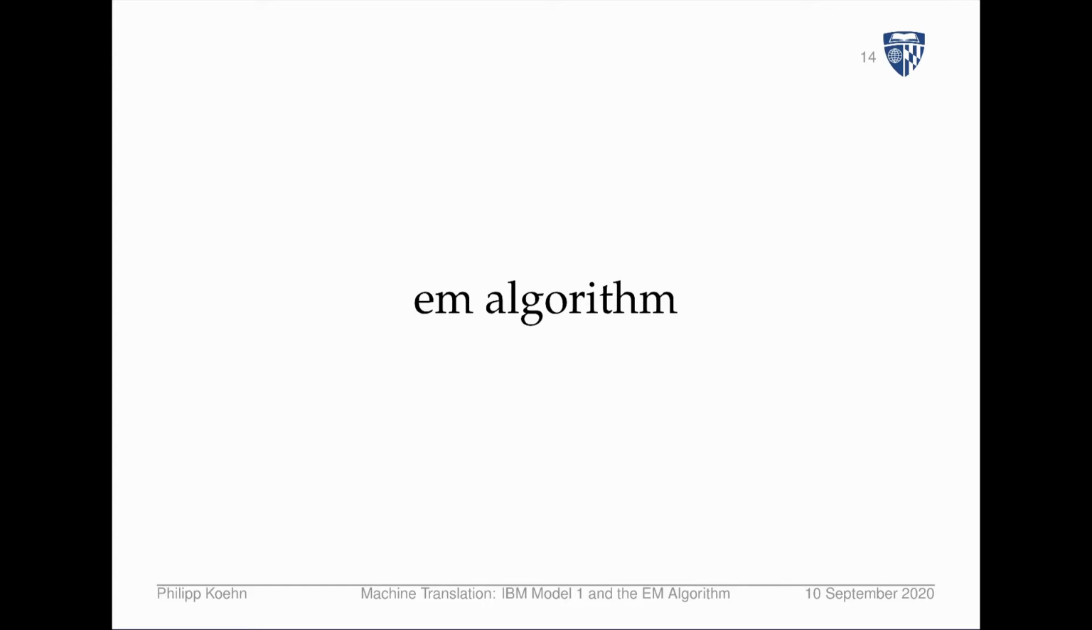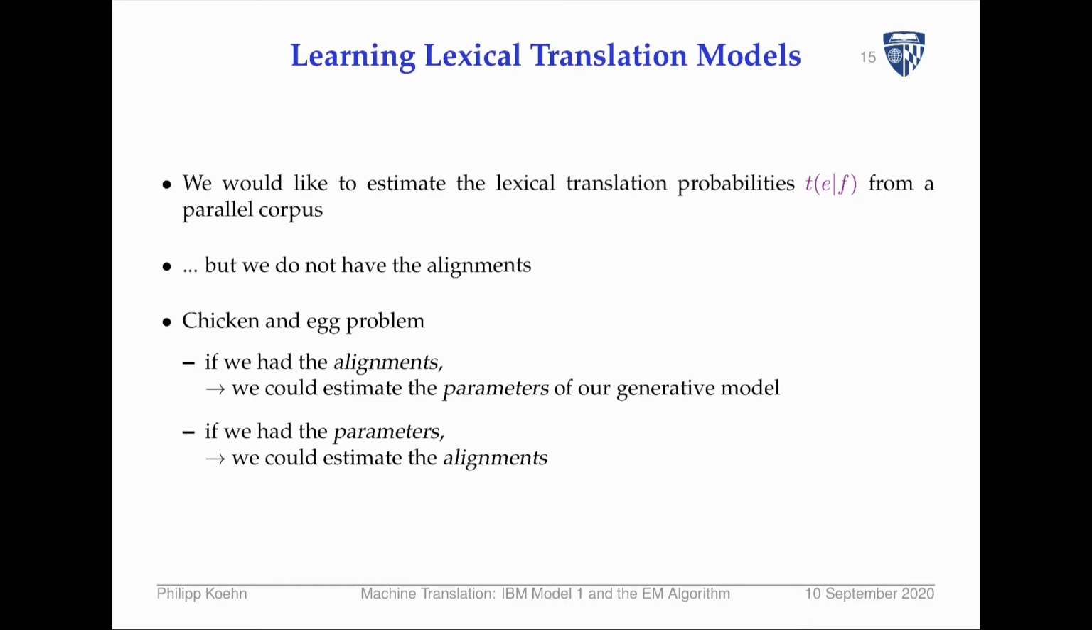Okay, we're now going to turn to how a machine is going to figure it out, and this is where we introduce the EM algorithm. So here's a problem we have to deal with. We want to learn these lexical translation models. So the key thing we have to learn there are these lexical translation probabilities. So you want to learn these lexical translation probabilities from a parallel corpus, which is a big collection of sentences with their translations. However, we can't just do maximum likelihood estimation because we do not have the alignments. So it's a bit of a chicken and egg problem.